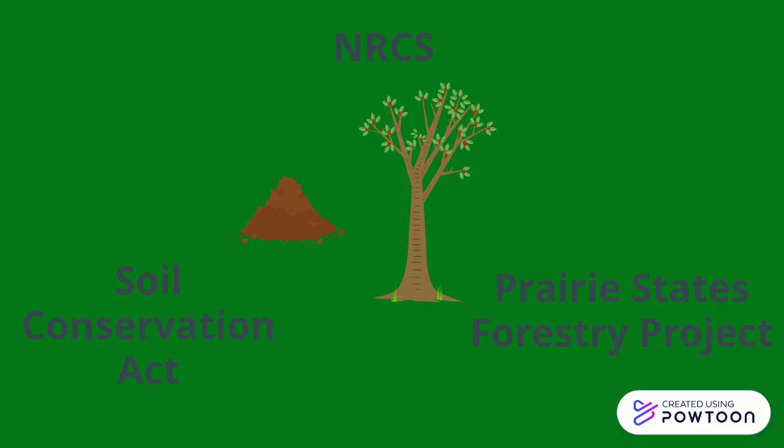When at last a dust cloud emerged over D.C., action was taken. The Soil Erosion Service, now known as the Natural Resources Conservation Service, or NRCS, was established in addition to the Prairie States Forestry Project and the Soil Conservation Act. While a disastrous atrocity, the Dust Bowl is a reminder of what happens when soil is treated as an inexhaustible resource. Created using Powtoon.